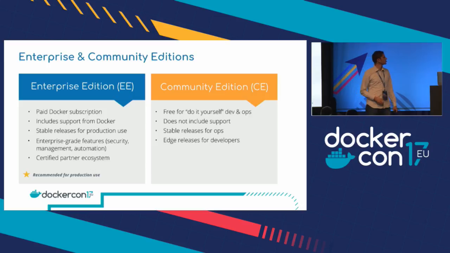On the enterprise side, EE is a paid Docker subscription that includes support from Docker. It's stable releases only for production use, enterprise-grade features such as security, management, and operation. And then outside of the features within the platform, it's a certified partner ecosystem, including rich integrations from infrastructure on the southbound side and applications and plugins on the northbound side. And EE is really what we recommend for production and modernizing traditional applications use.